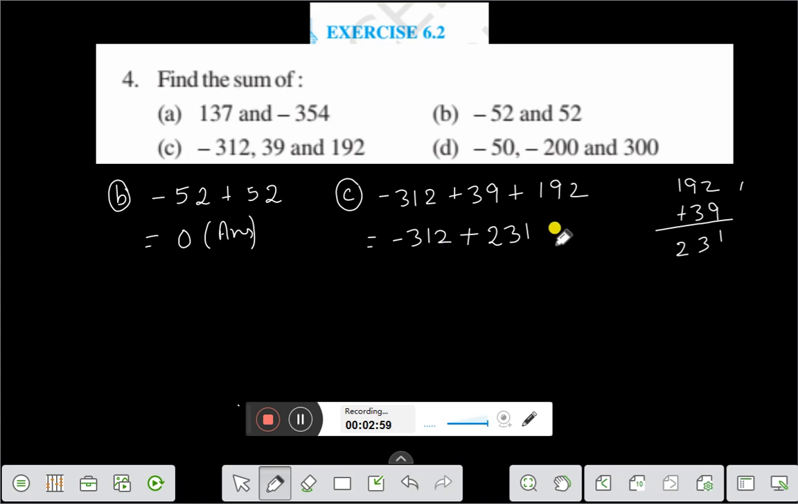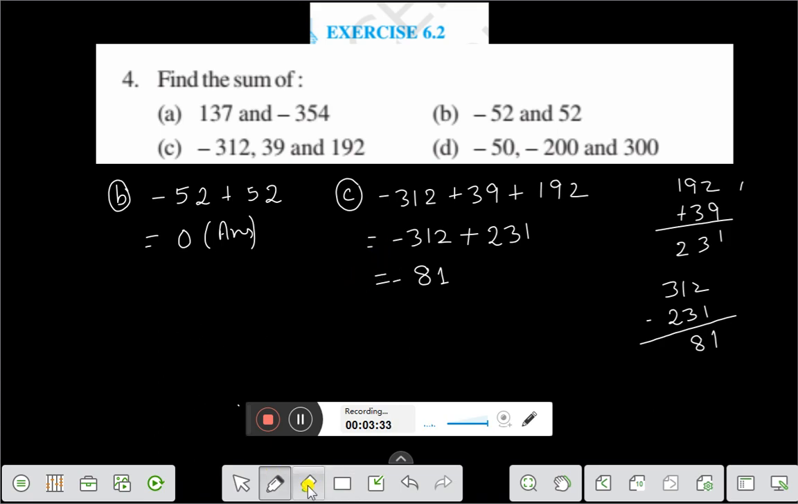Now subtract the smaller number from the bigger one, that is 312 minus 231. 1, that is 1, 3, 8, 11, carry 1, 3 minus 1 is 2... the result is 81. Therefore this is equal to 81. Now which number is greater? 312 is greater than 231, therefore the sign will be minus. This is the answer of question number C.